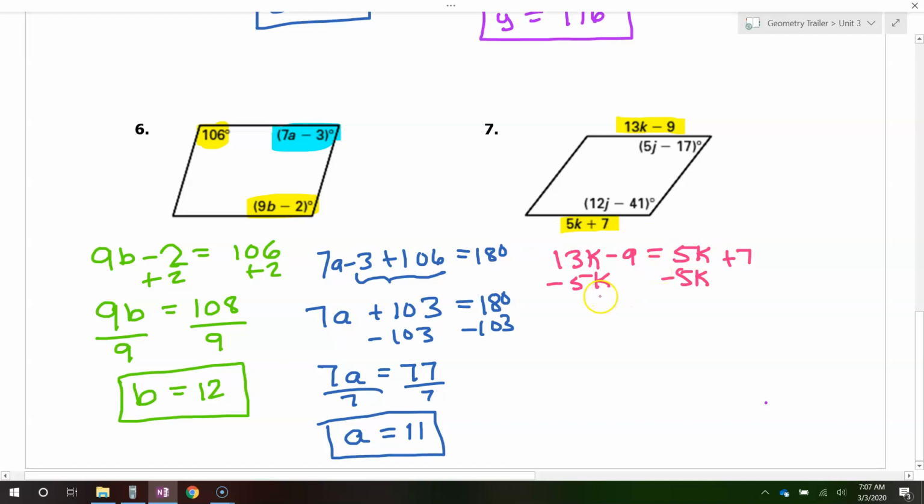Okay, so that is going to give us 8k minus 9 is equal to 7. Next, we would add 9 to both sides. So that will give us 8k is equal to 16. So finally, when we divide both sides by 8, we're going to get k is equal to 2.